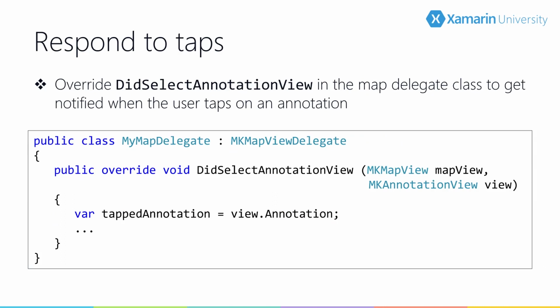Also, we can respond to taps directly on a map annotation. This time, in the map view delegate, we override the DidSelectAnnotationView method. Notice this method also passes in the annotation view, which again allows us to reach the annotation data through its Annotation property.